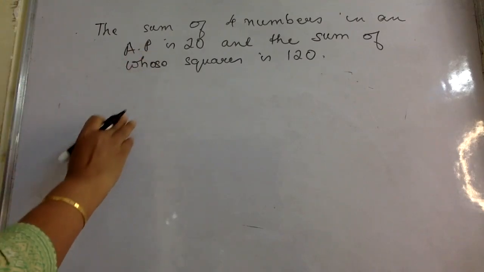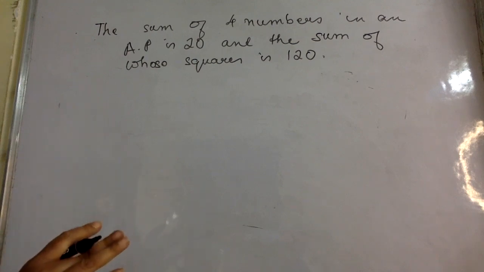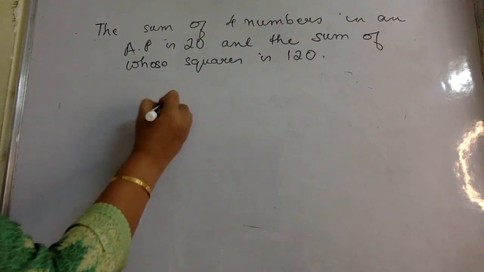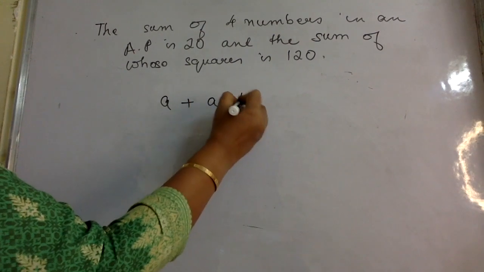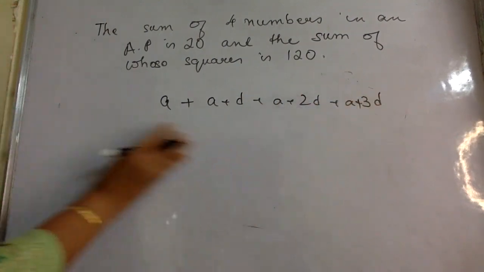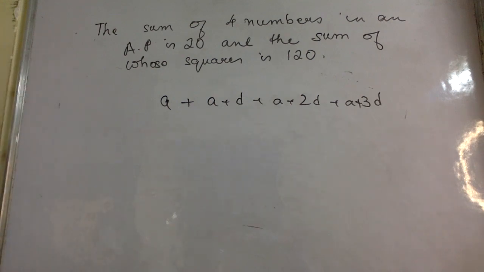The sum of 4 numbers of an AP is 20 and the sum of whose squares is 120. Okay, so here we have to, now there are 4 numbers in an AP. Now what is the mistake here? Why have I taken up this question? Because this particular sum, whenever we try to do, then the big mistake is people take this a plus d, a plus 2d and a plus 3d. If you take the numbers like this in this pattern, you are going to go through a lot of trouble. Okay, you will not get your answer easily.